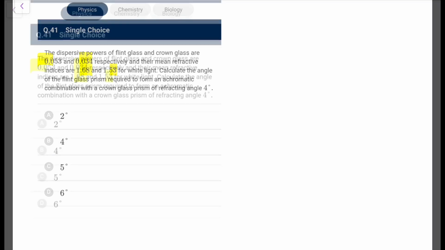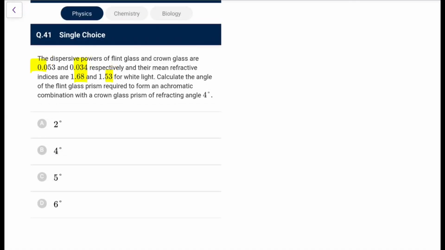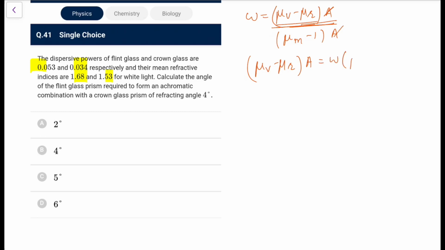So what we need to have then, now dispersive power, first of all, omega is the dispersion that is generally caused, that is mu_v minus mu_r upon the mean deviation, which you write as (mu_mean minus 1) into A. So mu_v minus mu_r into A is equal to omega times (mu_mean minus 1) into A. So for no dispersion, omega_1 into (mu_1 minus 1) into A_1 should be equal to omega_2 into (mu_2 minus 1) into A_2.